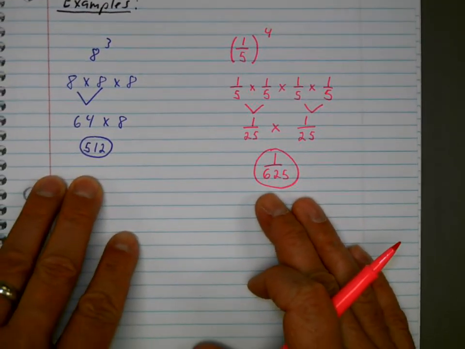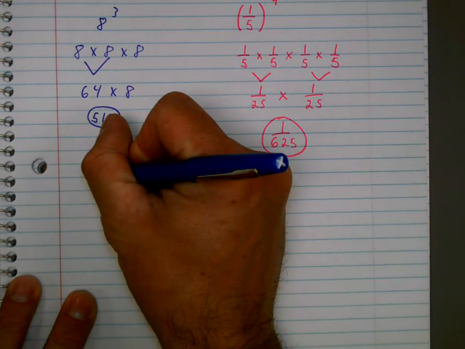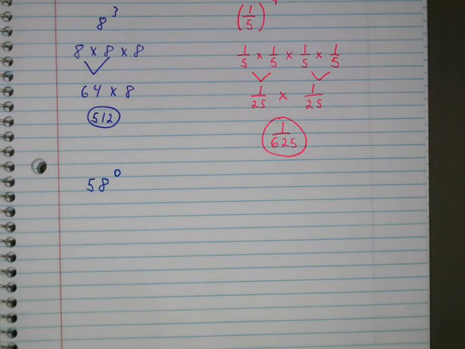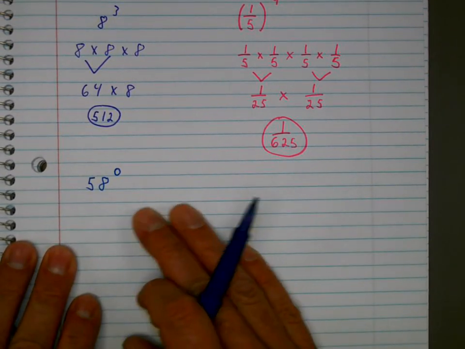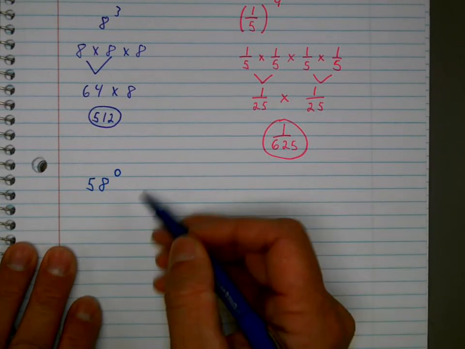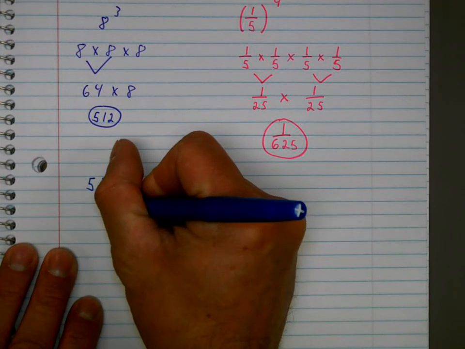Now, you're going to come across another type of problem that's going to look just a little bit different. An example of that will be 58 to the 0 power. Now, you're probably thinking, oh, 58 to the 0 power, that's 0, right? Well, not exactly. 58 to the 0 power, anything to the 0 power, except for 0, so any non-zero number, is always, always, always going to be 1.